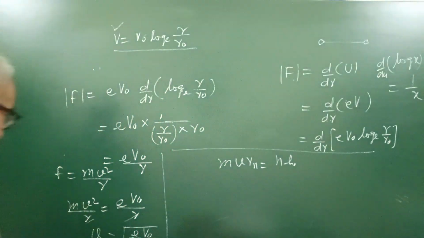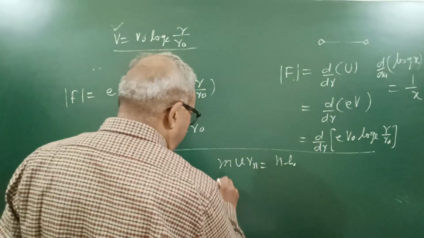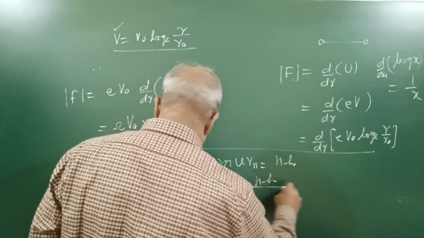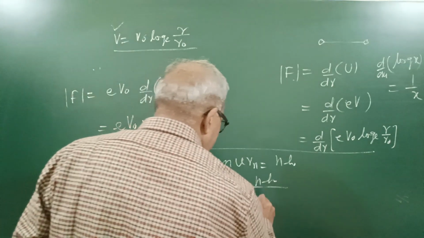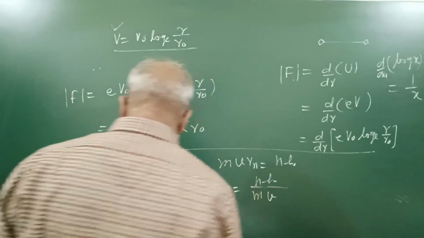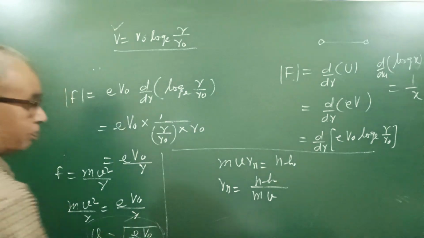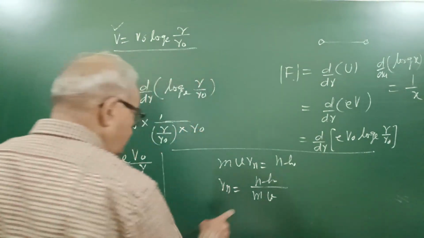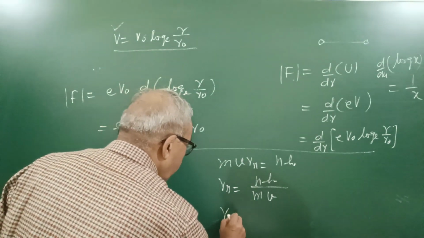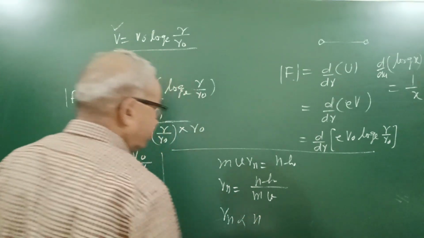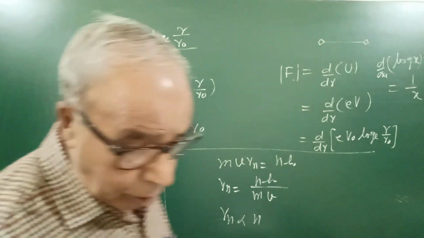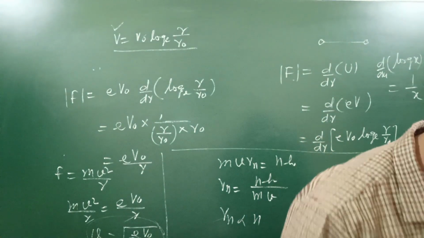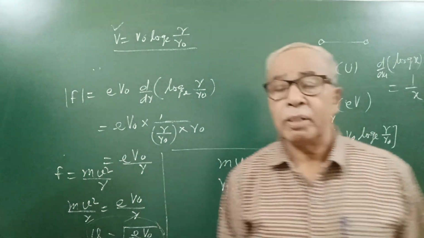So here Rn is equal to nh upon m into v, and v is a constant value. h constant, this v constant, m constant. So R goes to n. So here option A is correct. Option A is correct.